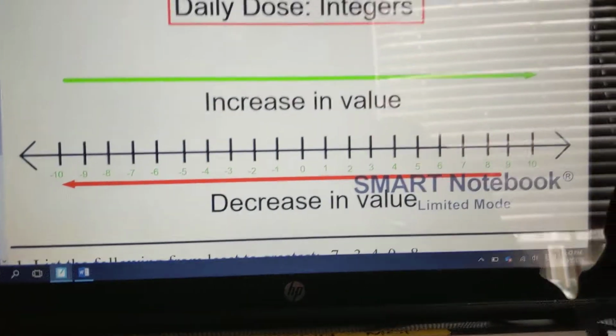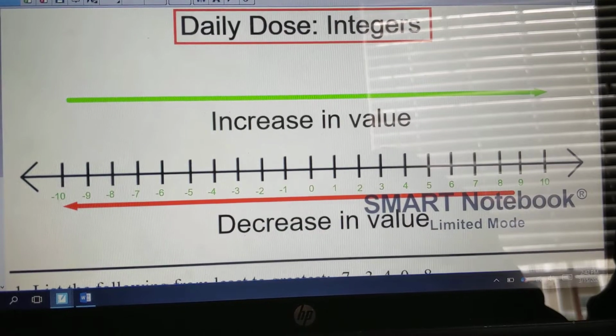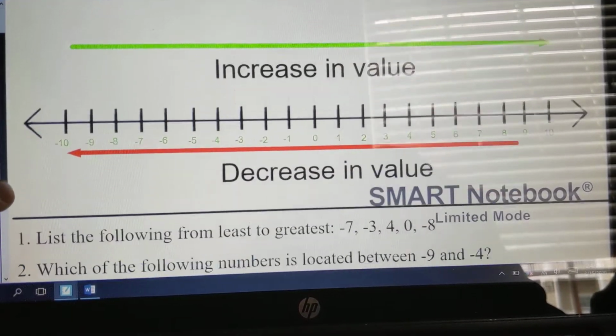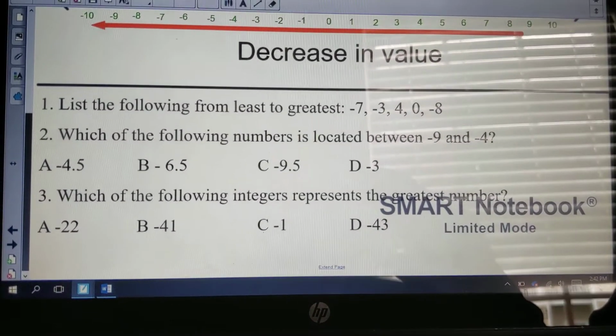The daily dose for this week is integers. As you move right on the number line, numbers increase in value. As you move left on the number line, numbers decrease in value. So here are 3 problems. Go ahead and pause the tape now and answer them.